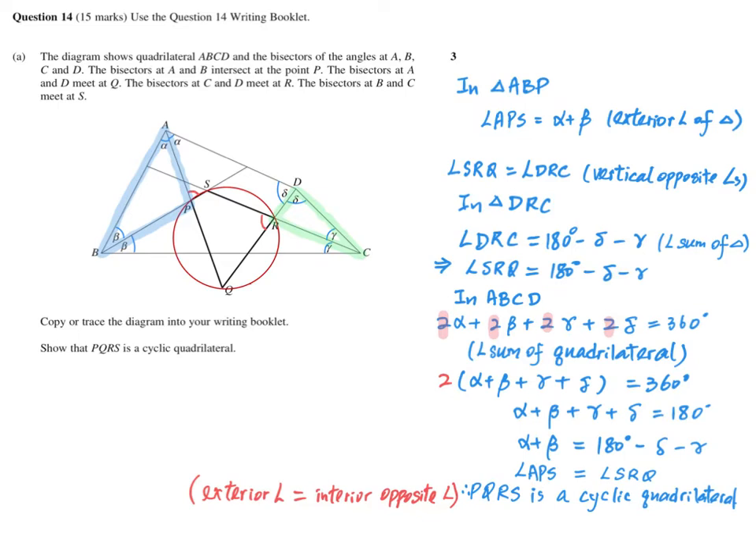So we are done. As we know, angle APS equals alpha plus beta and angle SRQ equals 180 minus delta minus gamma. Therefore, we can conclude that angle APS equals angle SRQ. Just like we mentioned at the very beginning, if these two angles are equal, then SPQR should be a cyclic quadrilateral because the exterior angle equals the interior opposite angle.